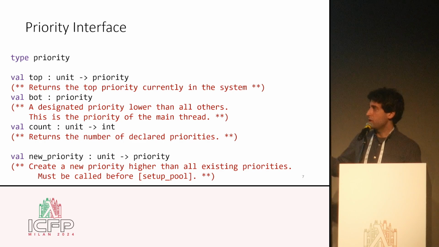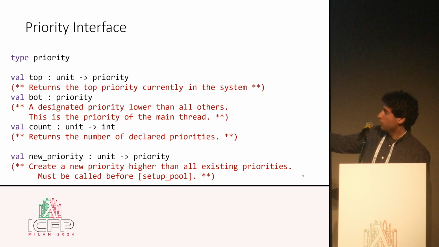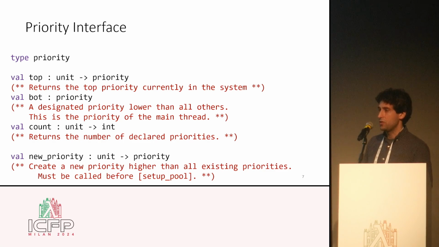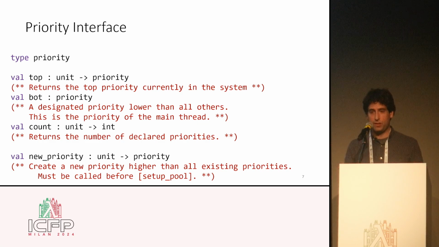There's this function new priority, which creates a new priority. Every time you call this, you get a priority that's higher than all of the existing ones. So you define your priorities from bottom priority to top priority. You can also get the count of how many you've defined, and get the top priority and the bottom priority and so on. There are also functions that I haven't shown for comparing the ordering of priorities. So priorities here are first class values in the system.